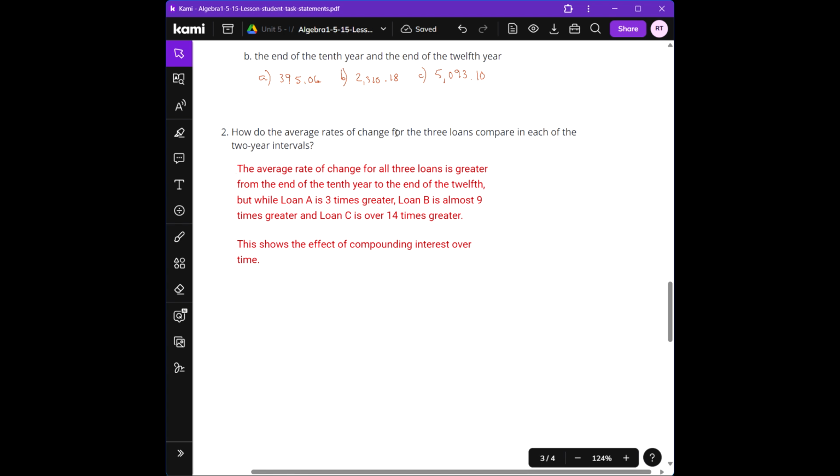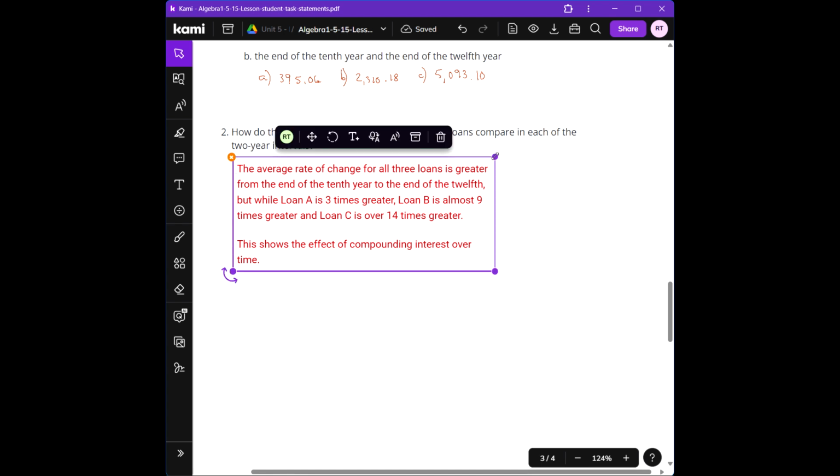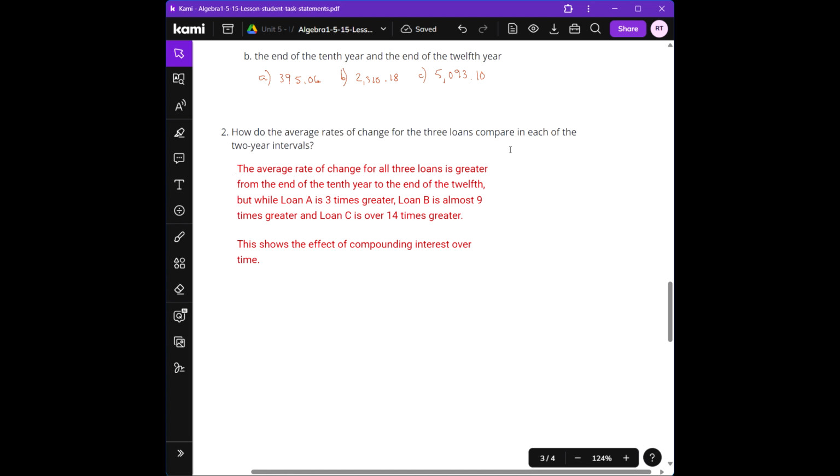And this is important here. How do the average rates of change for the three loans compare in each of the 2-year intervals? The average rate of change for all three loans is greater from the end of the 10th year to the end of the 12th. But while loan A is 3 times greater, loan B is almost 9 times greater, and loan C is over 14 times greater. So this is going to show you the effect of compounding interest over time.